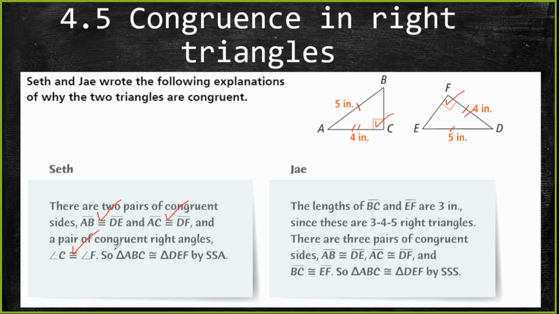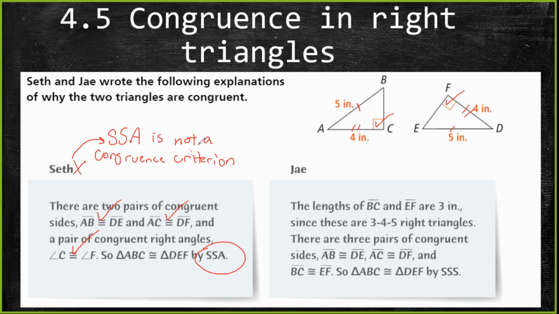And it says, so triangle ABC is congruent to triangle DEF by side-side-angle. Now that's a bad word backwards, and we cannot use this. I'm going to say no to Seth only because he did everything right. He just failed right here at SSA. SSA is not a congruence criterion. And that just means we can't use SSA to prove congruence.